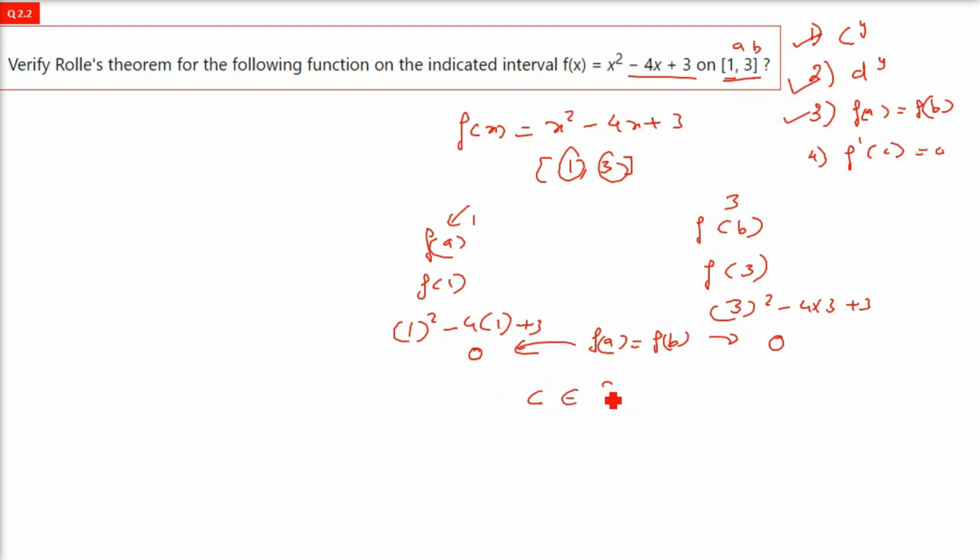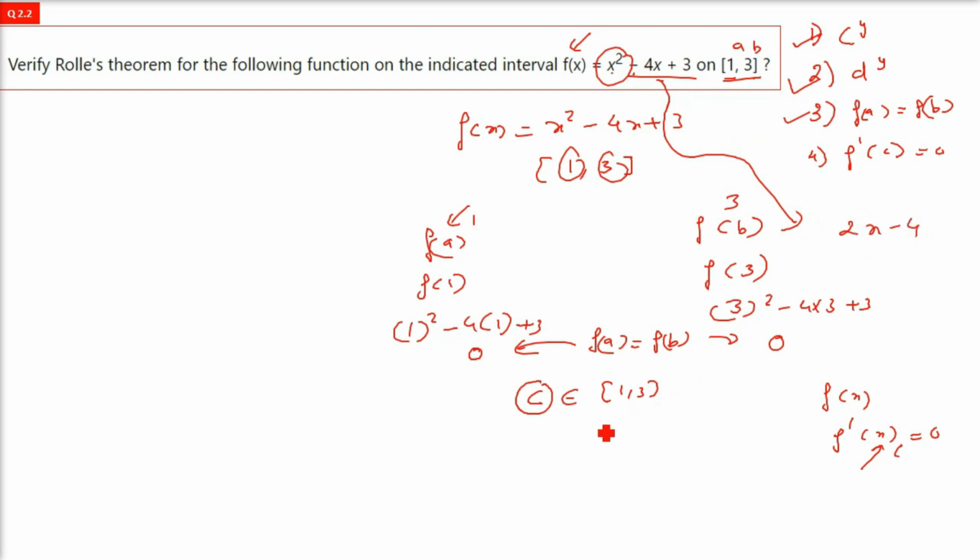So the final step is to find a certain point which gives the derivative as 0. That C should lie between 1 and 3. If it is lying between 1 and 3, then Rolle's theorem is satisfied or shown. So f dash x has to be 0. Just take this function, take the derivative and put it as 0. Whatever value comes is the value we are interested in, and that has to be between 1 and 3.